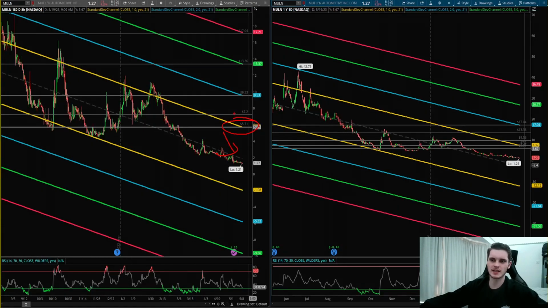570, first short bias level. To me, I'm not paying attention to the stock at all until it hits that level. If it hits that, short bias. If it comes to 720, short bias. If it comes to 950, another short bias. $14 or $13.50 and $17, again, more short bias levels.